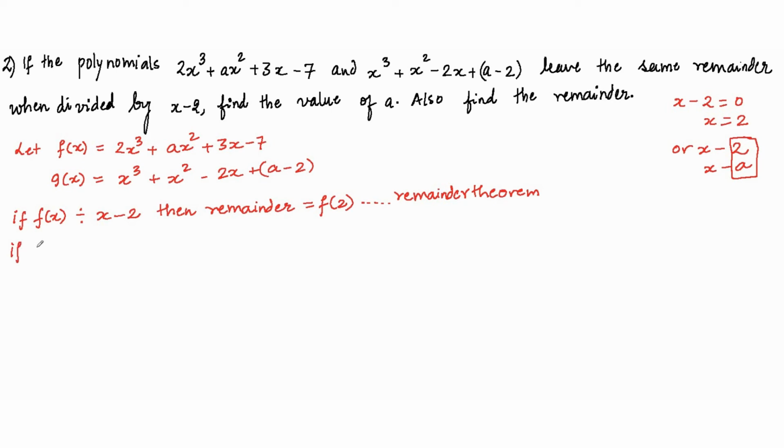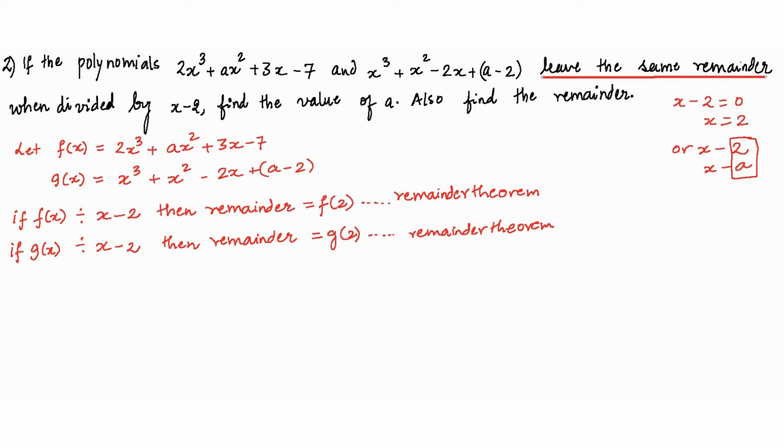And similarly, if g of x is also divided by x minus 2, then the remainder is going to be g of 2. This is also again according to the remainder theorem. Now let's see what is given. It's given that both leave the same remainder.